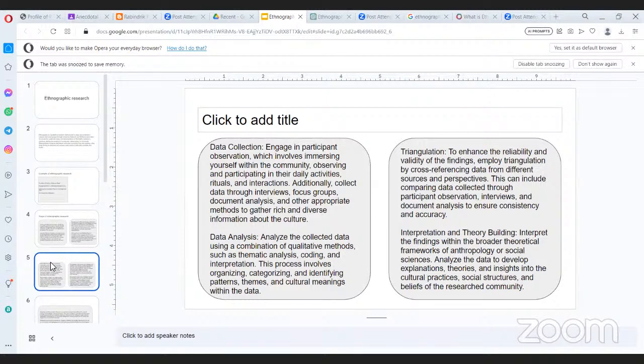Triangulation. To enhance the reliability and validity of the findings, employ triangulation by cross-referencing data from different sources and perspectives. This can include comparing data collected through participant observation, interviews, and document analysis to ensure consistency and accuracy. This is very challenging because you have to do the cross-reference.